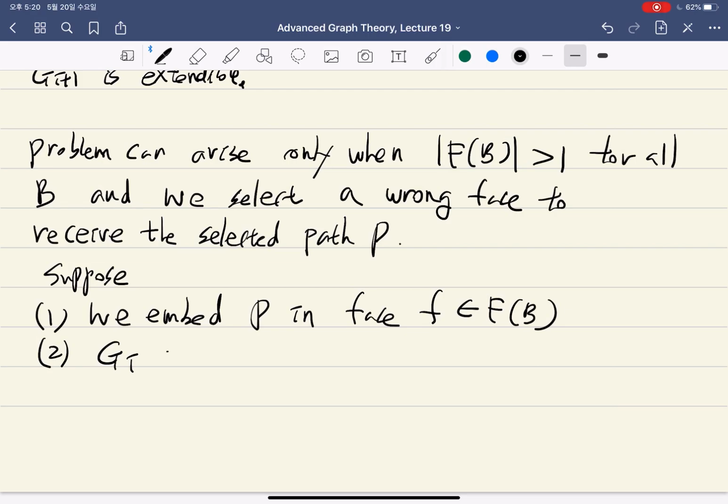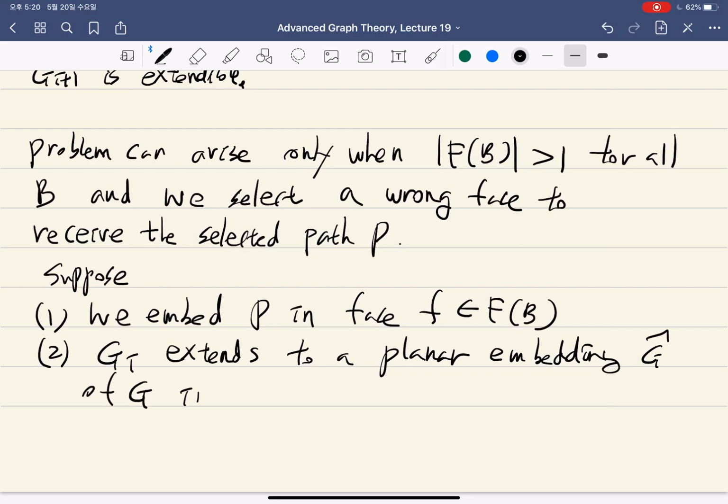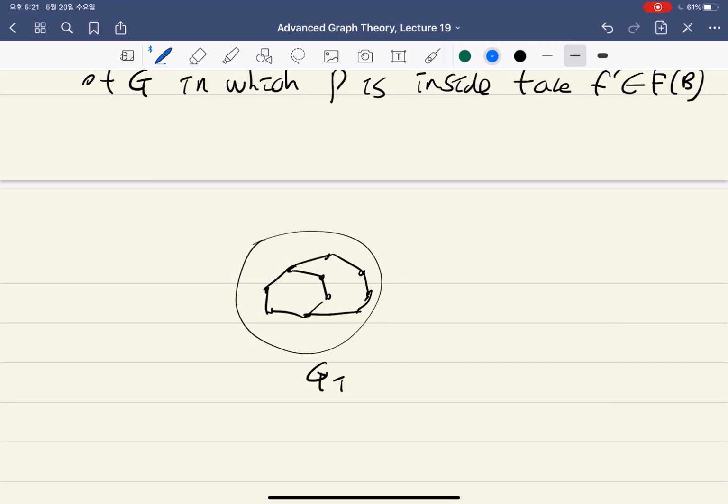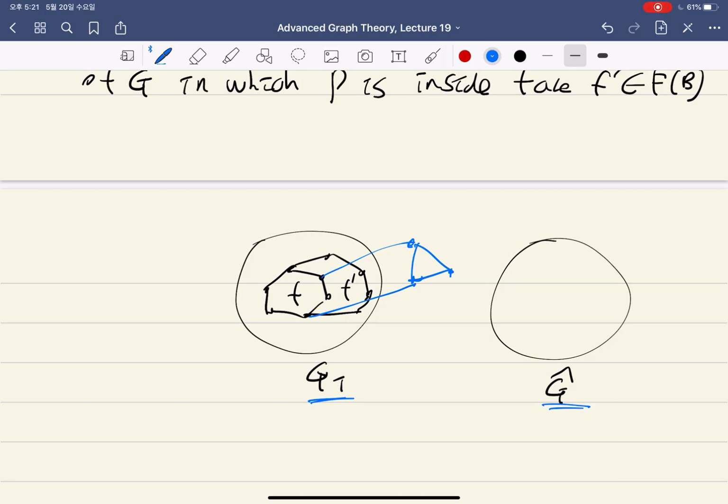And G_i extends to a planar embedding, say G hat, of G. In this specific embedding, P is inside some other face, say F prime. So we have G_i and we have this, say, fragment, and we embed this. Let's say we have F and F prime, and by our assumption there is a way to embed G_i to G hat, which we don't know. We don't know how, but we know there exists one.